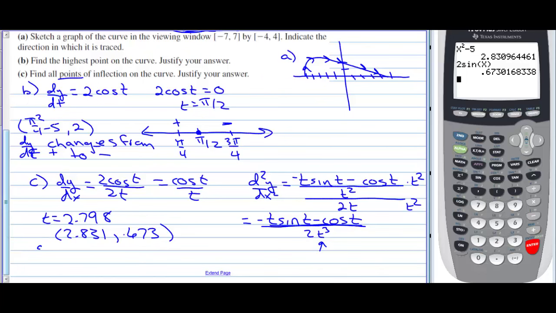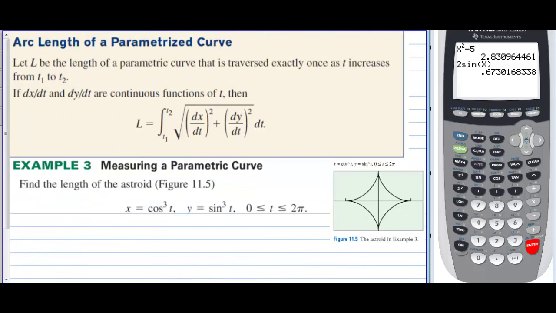Because d2y over dx2 changes signs. That's how we know. That's how we justify. Arc length of a parametrized curve.